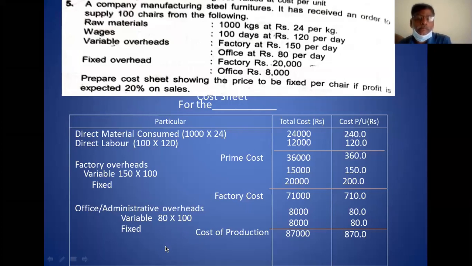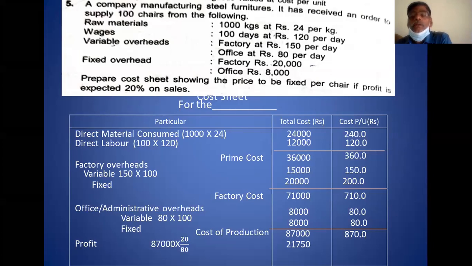You see here. 87,000 is the total cost. For every 80 rupees, 20 is the profit. Therefore, for 87,000 rupees cost, what is the profit? You multiply and simplify it, you will get 21,750 is the profit.